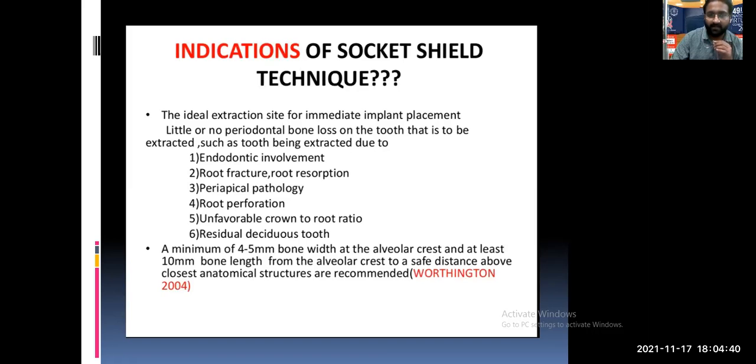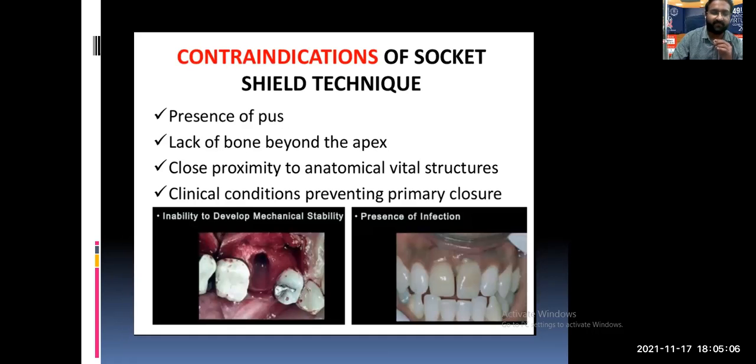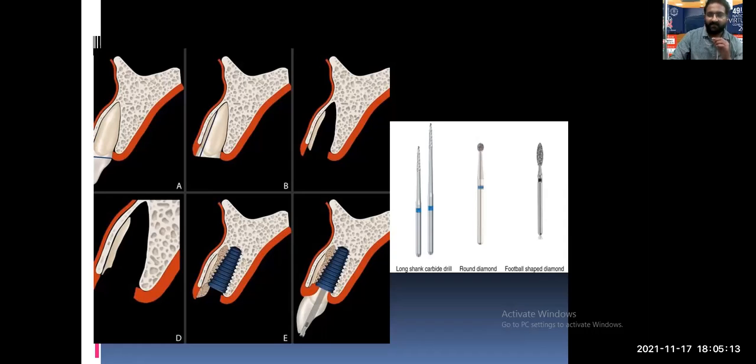Now, what are the indications? It can be done on an endodontically involved tooth, a root fractured tooth, a tooth with periodontal pathology, a perforated root, an unfavorable crown root ratio, and in a deciduous tooth also. Worthington in the year 2004 stated that around 4 to 5 mm of bone width and 10 mm of bone length is ideal for the placement. So what are the contraindications? Presence of pus, lack of bone beyond the apex, and close proximity to anatomical structures. So what are the steps in root socket shielding?